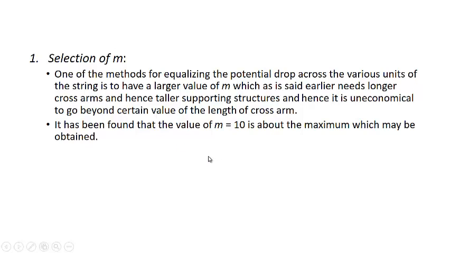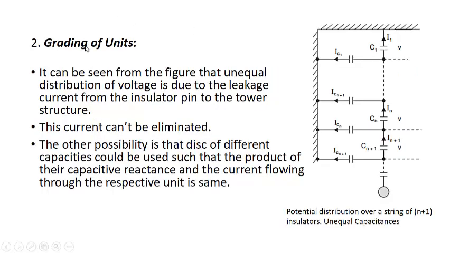Practically, m can have a maximum value of 10. Beyond that, it will not be good to have. Even if we can have m equal to 10, we still cannot be sure that we can neglect the capacitance of metal to ground, but we can minimize it. Still, it will not make the voltage distribution uniform.